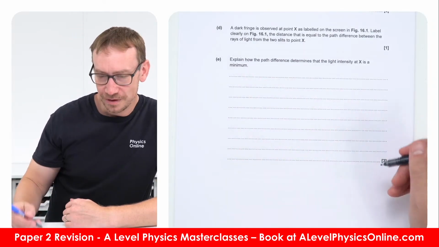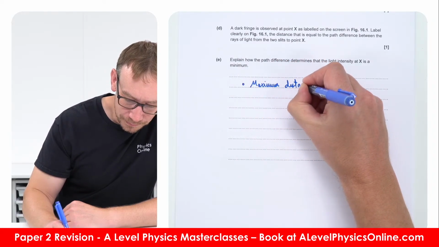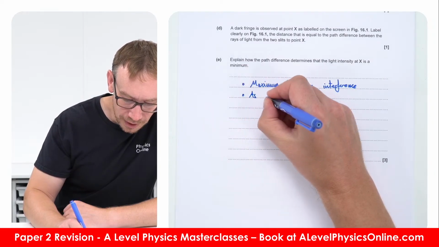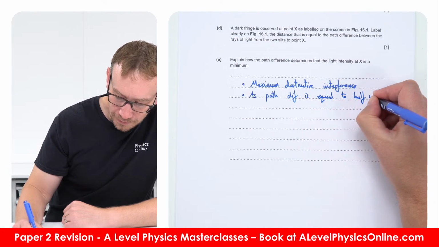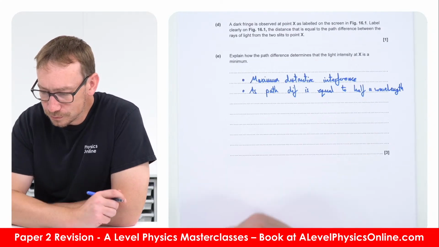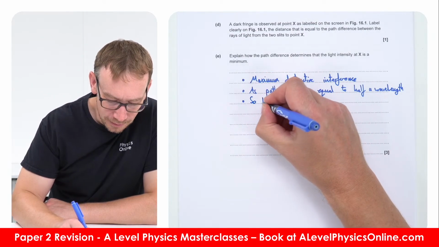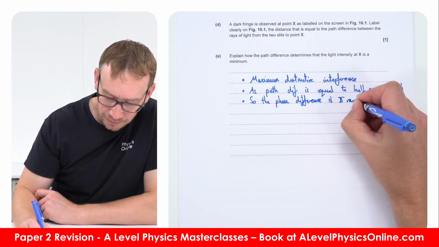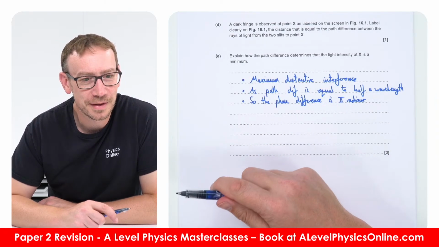Okay, so this one here, 3 marks, think about bullet points. Basically we have maximum destructive interference as path difference is equal to half a wavelength. What else do I need to say? As path difference is equal to half the wavelength, the phase difference is pi radians, or effectively they're in antiphase. Cool. Yeah, that's it, I think, basically.